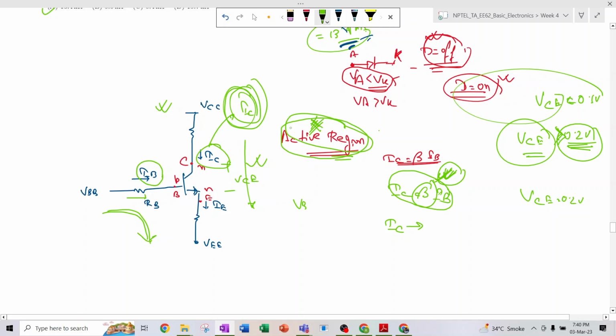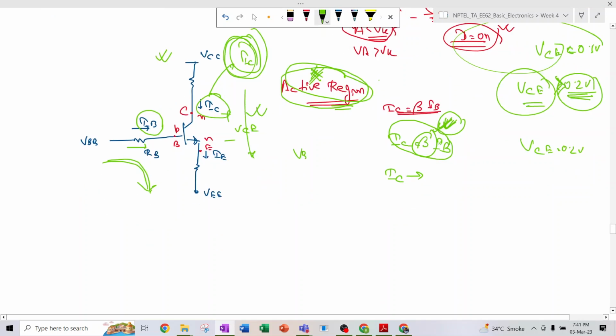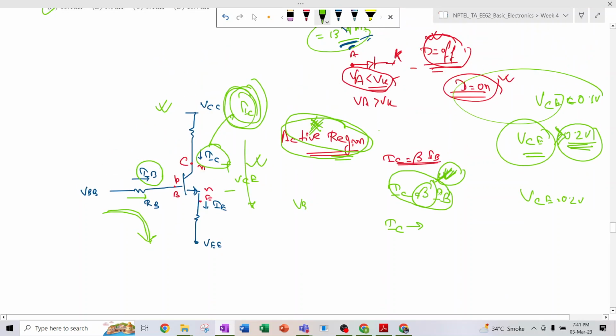Okay, sir. And what about cutoff? Basically, the cutoff region is when both junctions are in reverse bias. If VB is negative, that means reverse bias condition, so the base-emitter terminal is reverse biased, and that means this transistor works in the cutoff region.